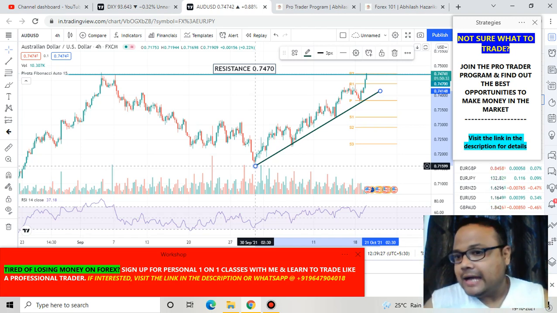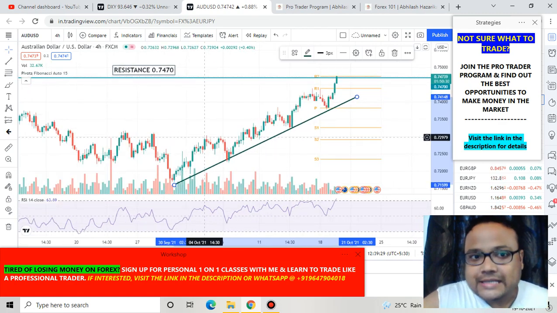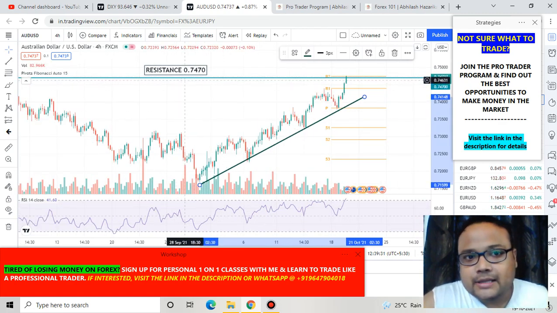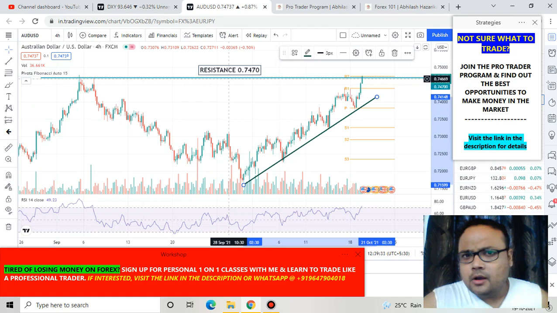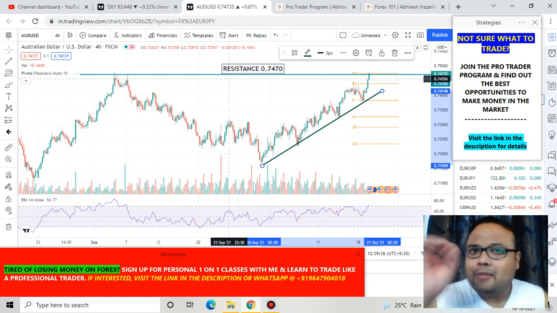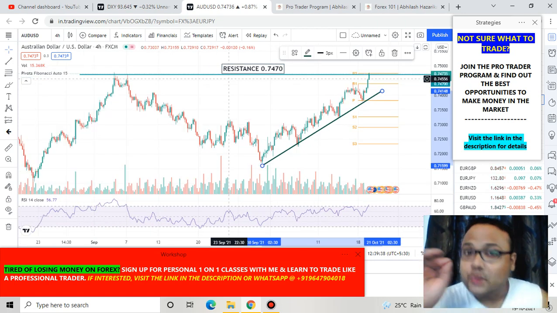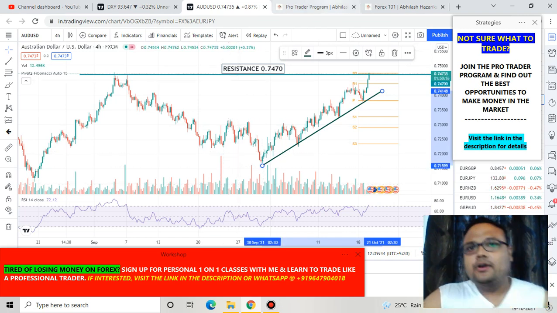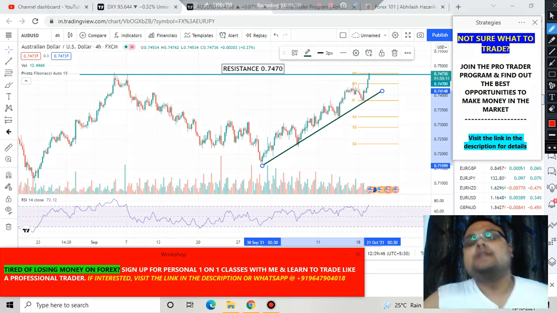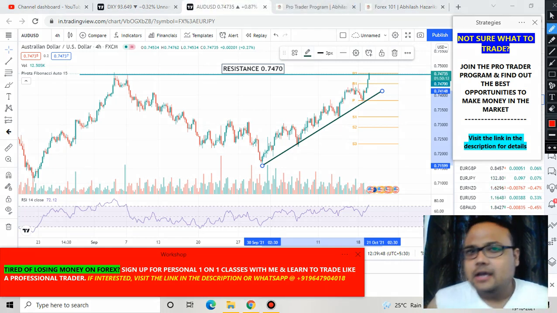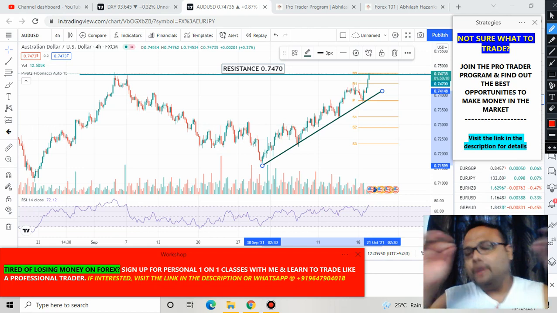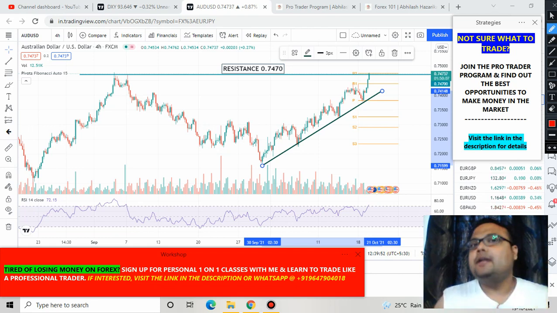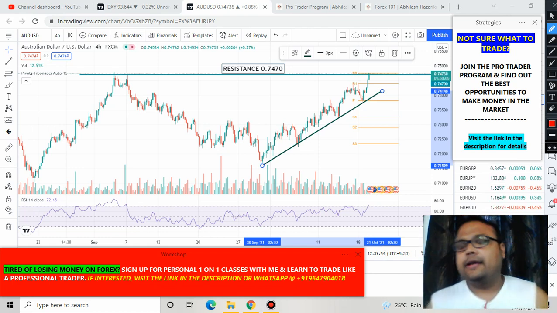On the other hand, you can see that we also have a resistance at 0.7470, or in simple words, right now the market is just standing at a resistance here. Are you getting my point? The market is just standing at a resistance here, and as we all know, resistance means the place of sellers, and generally whenever the market reaches a resistance, we prefer to short the market or take a sell position.